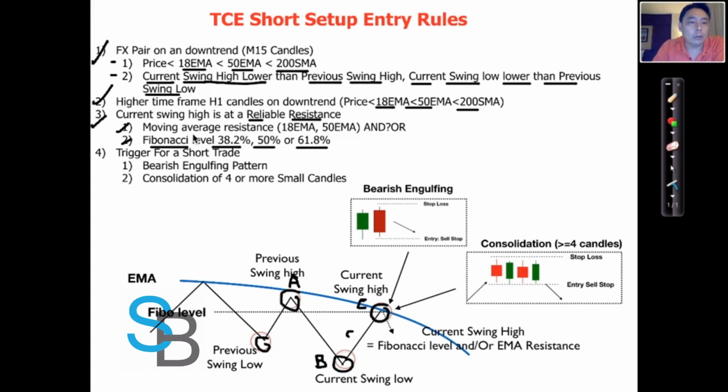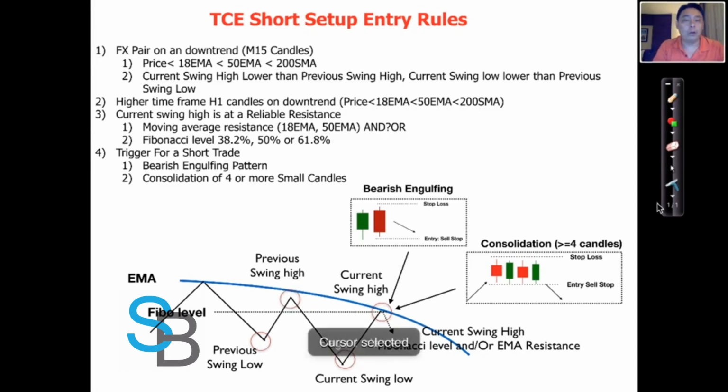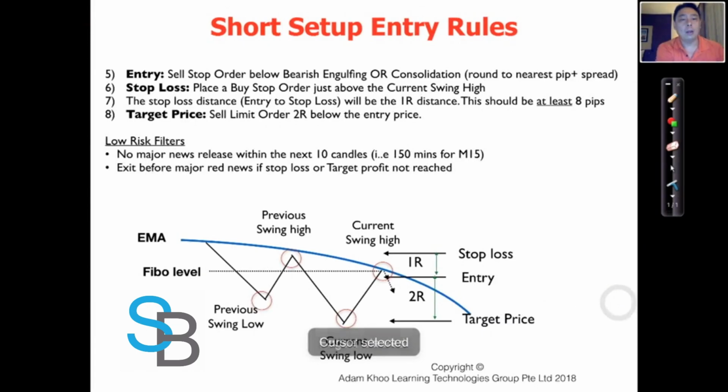Now, once you've got those 3 conditions, you're waiting for a trigger to appear. You either wait for a bearish engulfing pattern, which is over here, or you wait for the price to consolidate for 4 candles or more, and they should be relatively small candles, like so. Once you have got all the 4 conditions met, you're good to go, and you place your entry order.